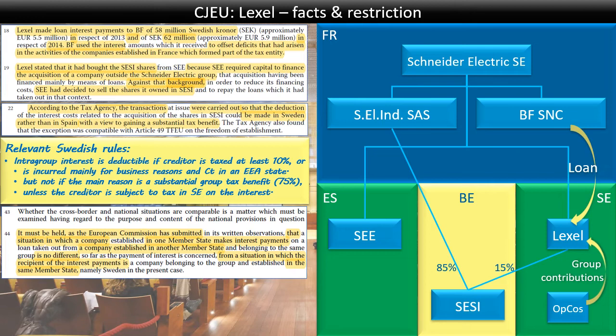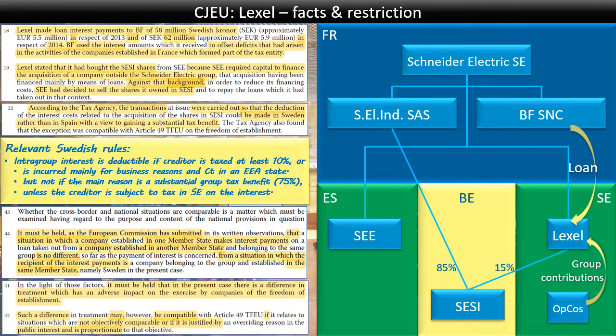It said it must be held, as the European Commission has submitted, that a situation in which a company in one member state makes interest payments to a company established in another member state is no different from a situation in which the recipient of interest payments is in the same member state, right? So yes, they are comparable.